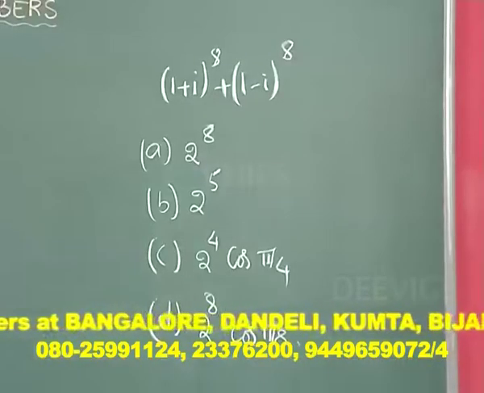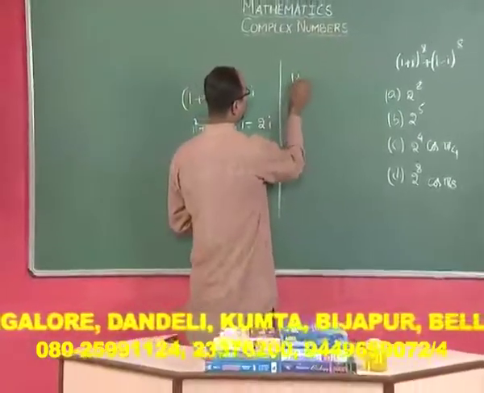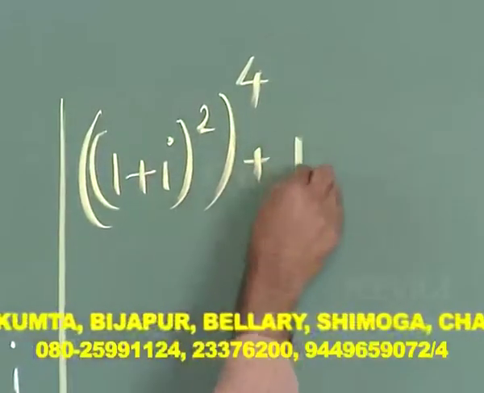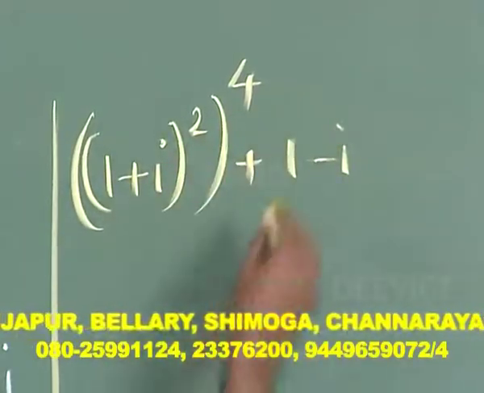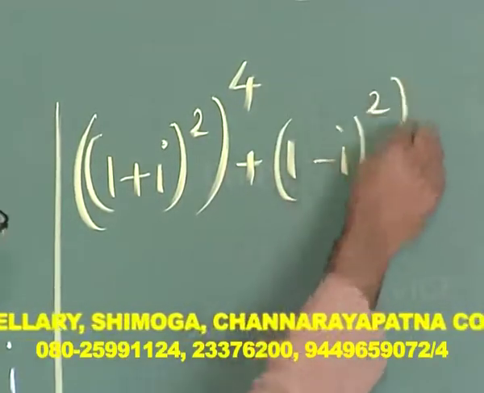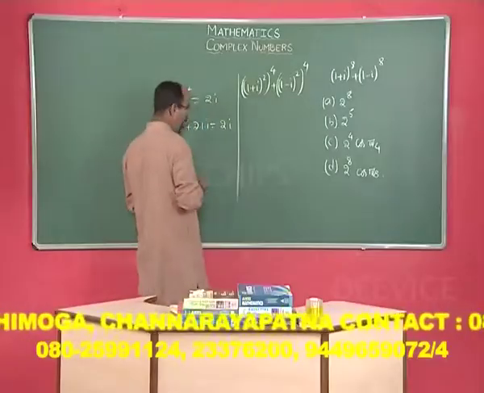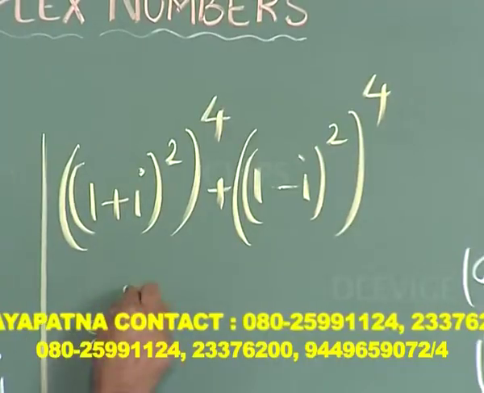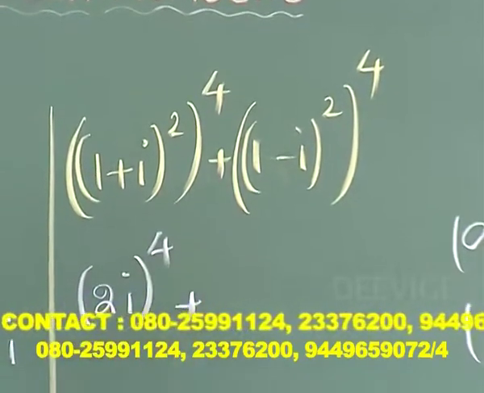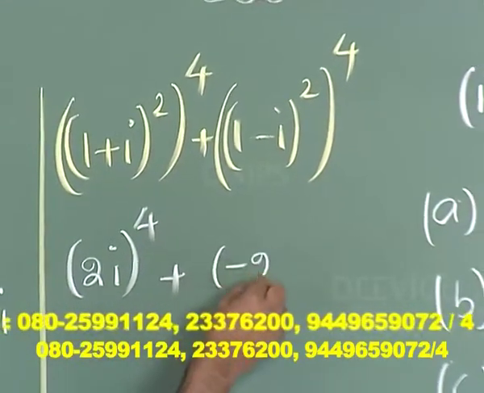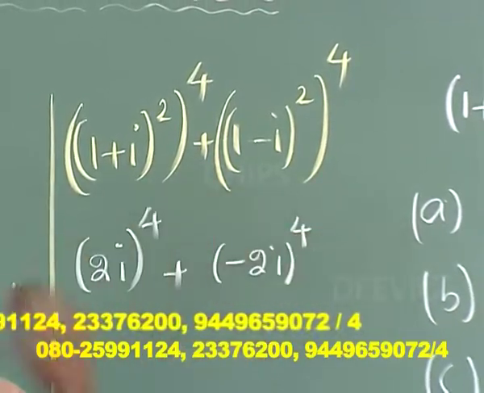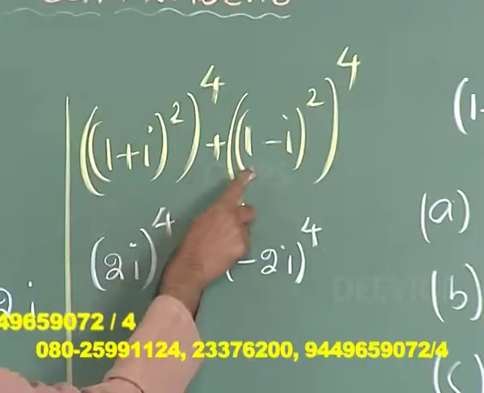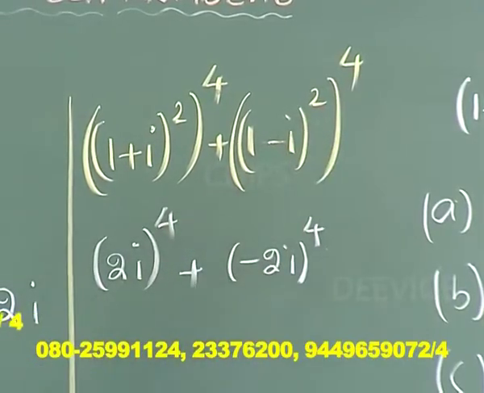See, (1 + i)^8 can be expressed as ((1 + i)^2)^4. Similarly, (1 - i)^8 can be expressed as ((1 - i)^2)^4. (1 + i)^2 is 2i, so the first term is (2i)^4, plus (1 - i)^2 is -2i, so the second is (-2i)^4. (1 + i)^2 to the power 4 is (2i)^4, and (1 - i)^2 to the power 4 is (-2i)^4.